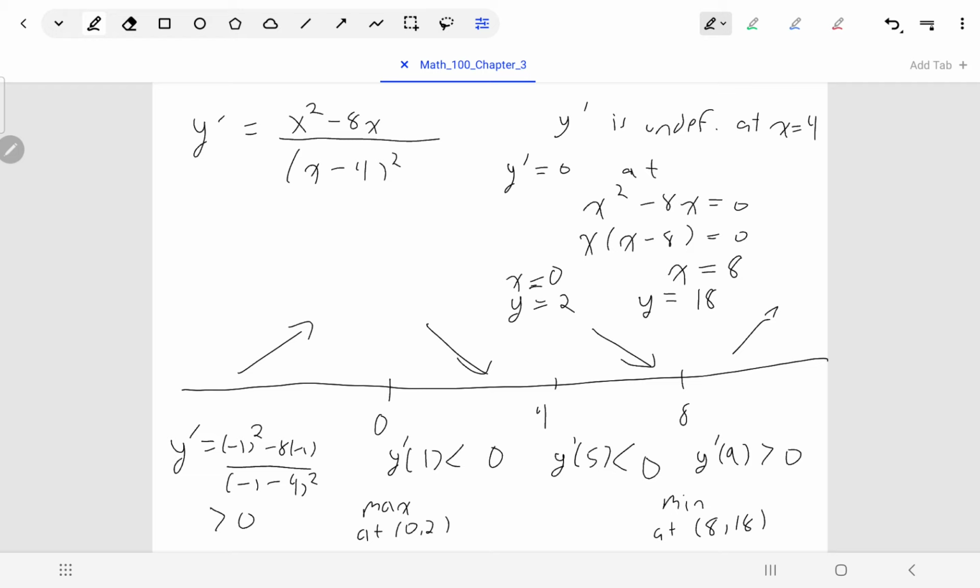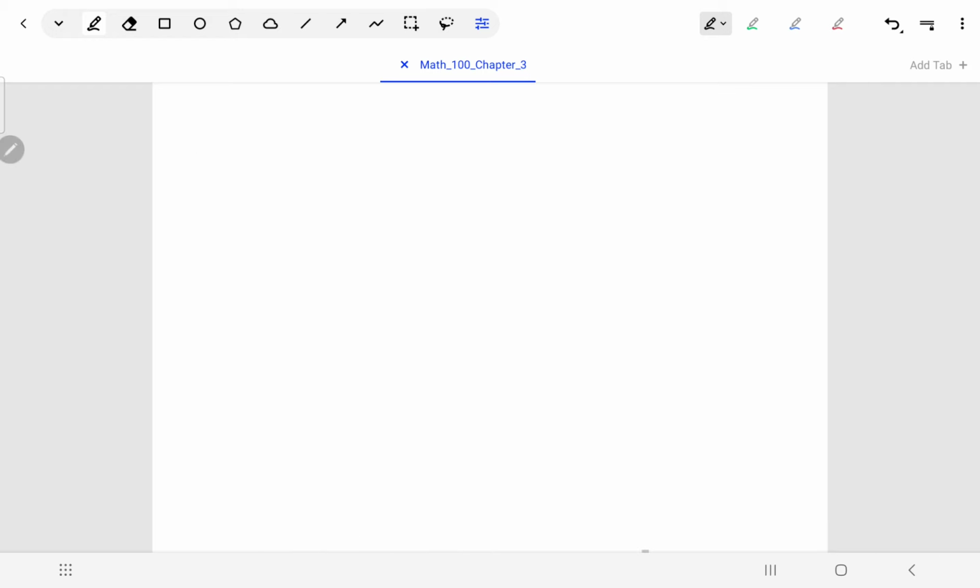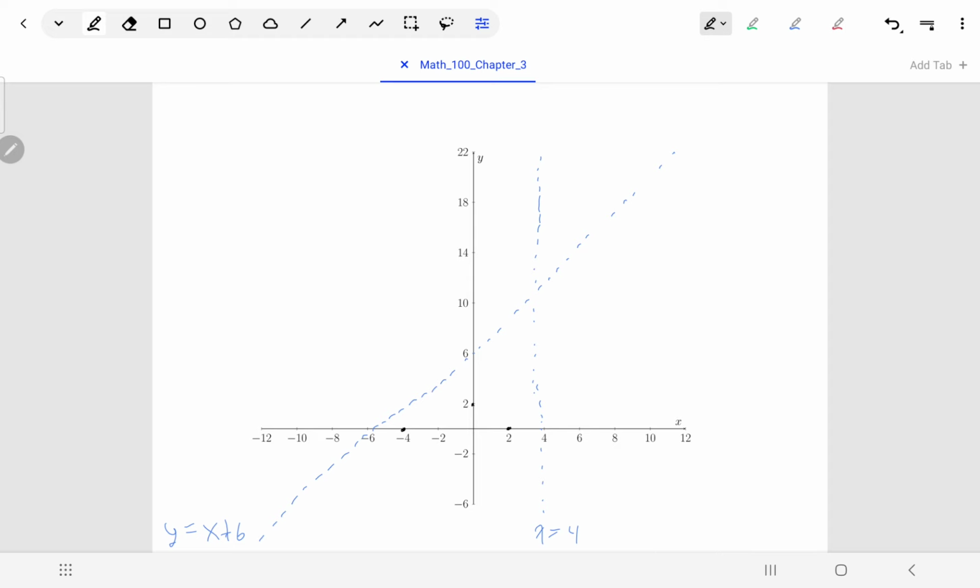So I've got some things to think about. I've got 0, 2, and I've got 8, 18. I should probably plot that on the graph before I forget. So 8, 18 should be somewhere around there. And I know that one's a minimum, and I know 0, 2 is a maximum.